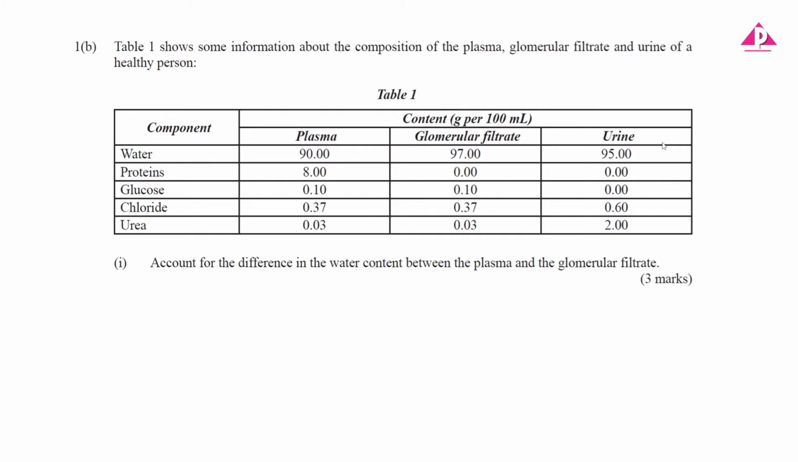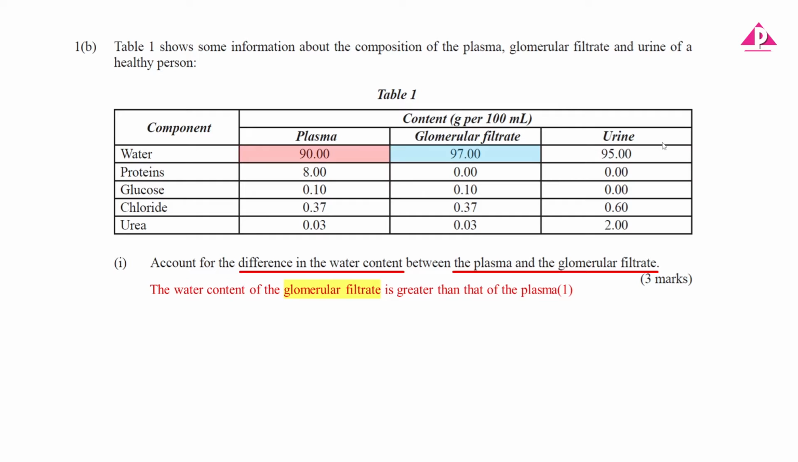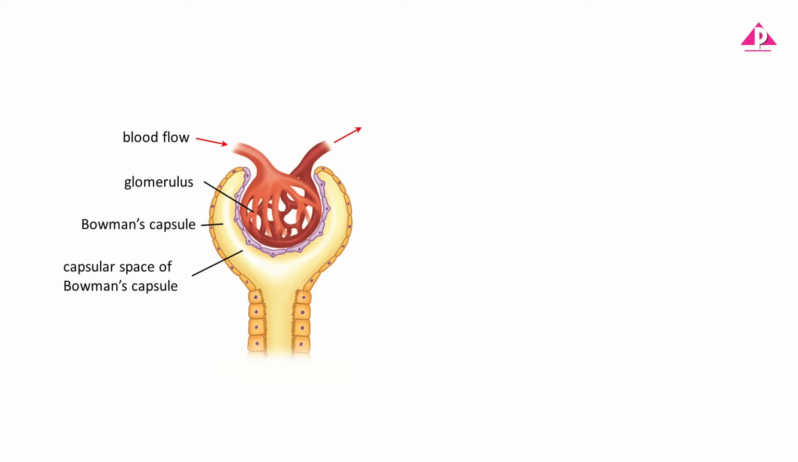Part 1 of the question asks you to account for the difference in the water content between the plasma and the glomerular filtrate. First, you should point out that the water content of the glomerular filtrate is greater than that of the plasma. To explain this phenomenon, we consider ultrafiltration in the glomerulus and the Bowman's capsule.